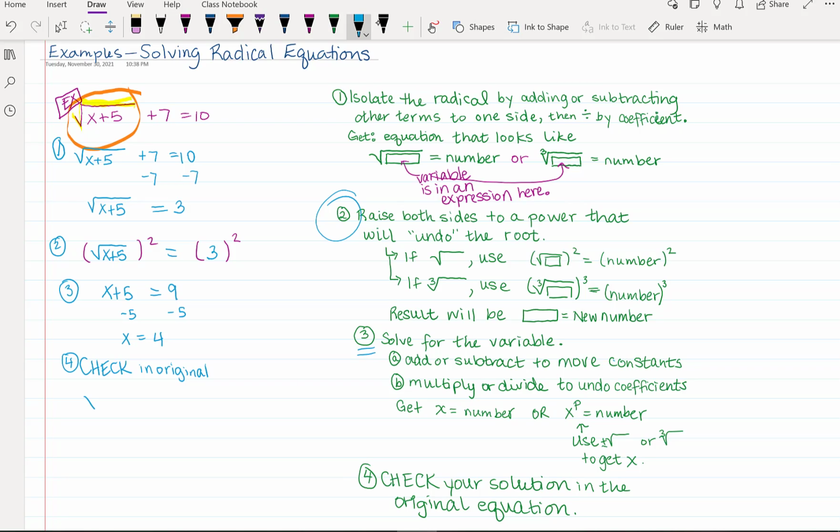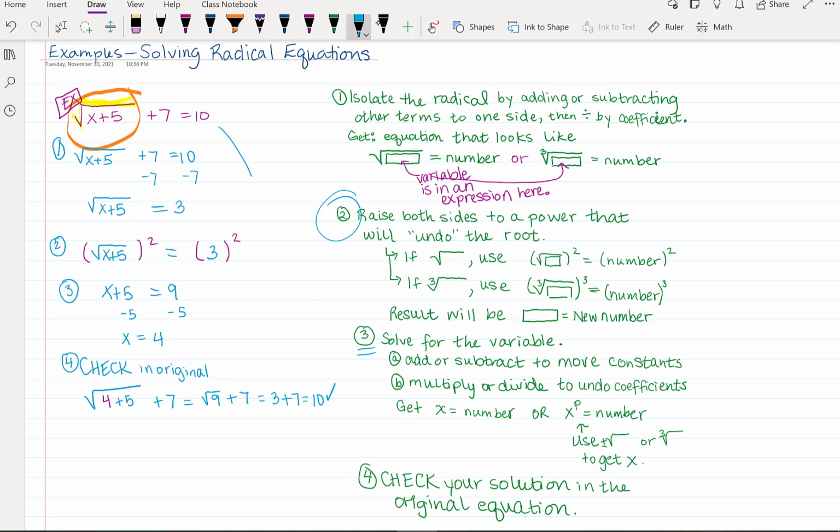So I'm going to write, does the square root of my solution 4 plus 5, plus 7, equal 10? Well, 4 plus 5 is 9, so this is the square root of 9 plus 7, or the square root of 9, which is 3, plus 7. Oh, 3 plus 7 is, in fact, 10. That is what the right-hand side of the equation needed to be.